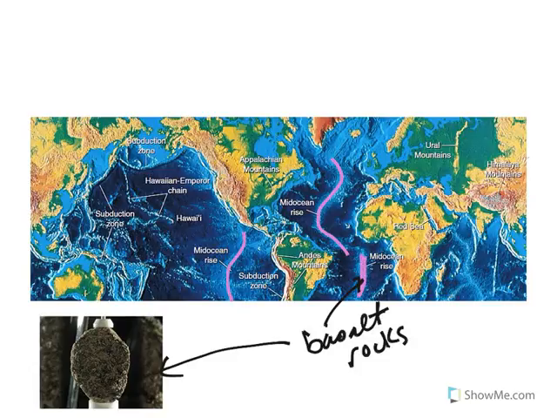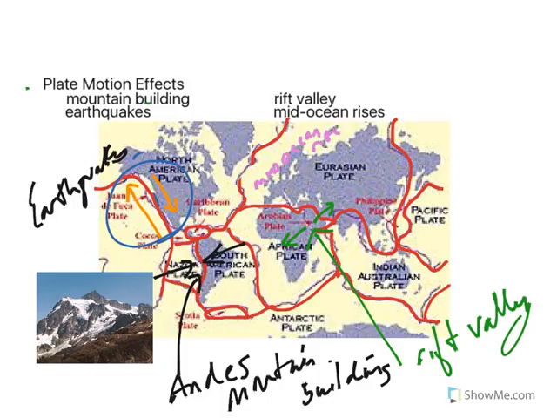So you're looking at the rock, but it's in a glass case. But this gives you an idea of what a basalt rock looks like. It's a solidified lava rock. So there's our mid-ocean rise on our composite map.